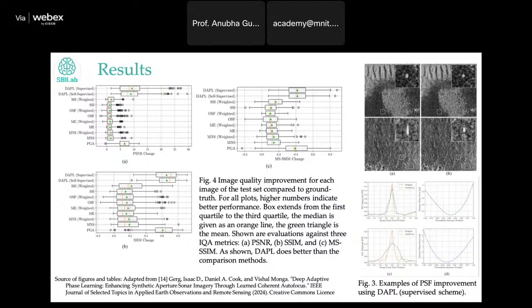For all plots, higher numbers indicate better performance. Boxes extend from the first quartile to the third. So here this is the PSNR change, this is the MS-SSIM change, and this is the SSIM change. And as we can see, DAPL has the boxes more to the right, so it is able to maintain or give better quality after applying phase error correction.